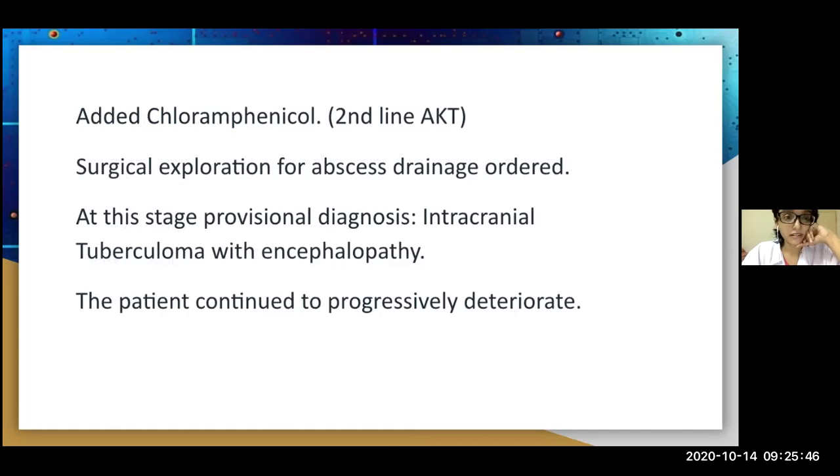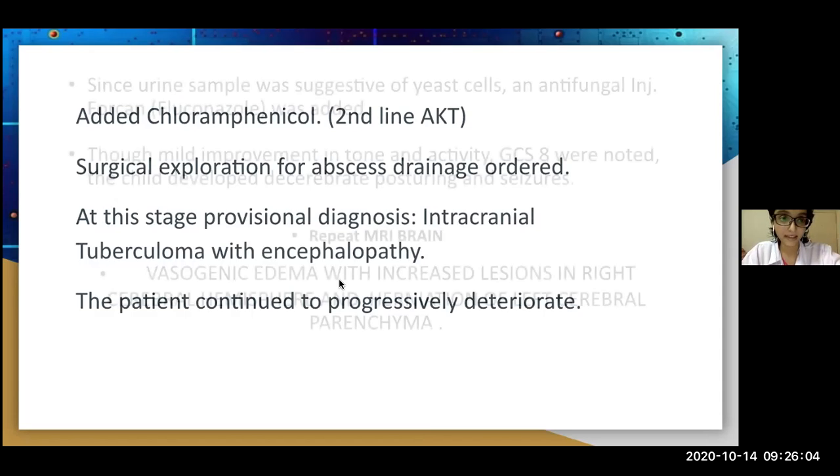So one of the consultants suggested that we add second line AKT. So we added chloramphenicol. Surgical exploration for abscess drainage was ordered. At this stage, our provisional diagnosis was intracranial tuberculoma with encephalopathy. The patient continued to progressively deteriorate.